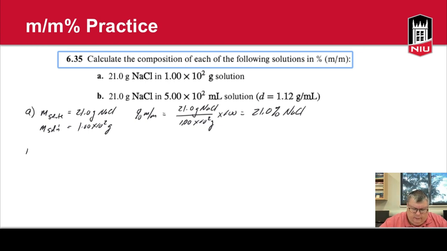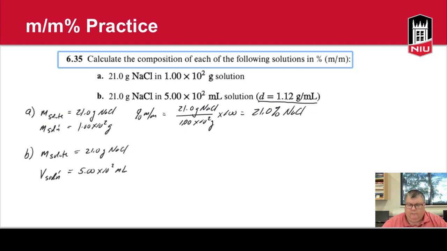Now for part B, this is a little bit different. 21 grams of sodium chloride in 5.00 times 10 to the second milliliters of solution. And we're also given a density. So the first thing we need to do is write down mass of the solute, which is 21.0 grams of NaCl. But we've got a volume of solution equaling 5.00 times 10 to the second milliliters. Now we could do a mass to volume percent quite easily because we're given mass and volume, but we're wanting a mass to mass percent.